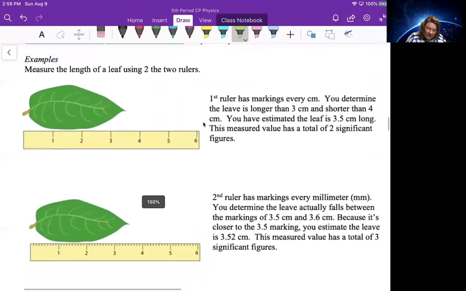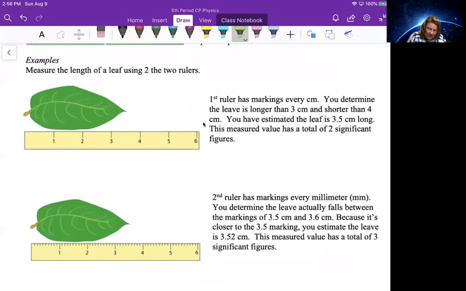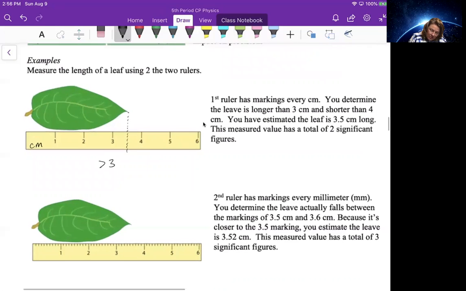So let's take a look at these two rulers. I want you to measure the length of this leaf. And this ruler has centimeters on it, okay? And so I can tell that it has 1 centimeter, 2 centimeters, 3 centimeters, and so forth. And so I'm looking at this leaf, and I know that it is greater than 3 centimeters, and I know that it's less than 4 centimeters. It looks like it's about halfway, so I'm going to say 3.5.